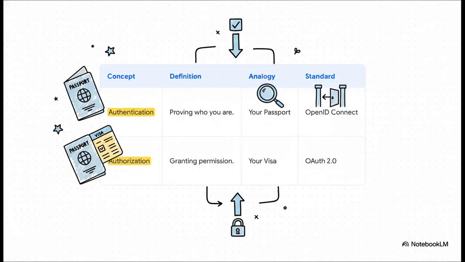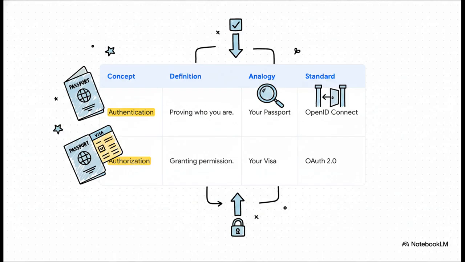And this slide just lays it out perfectly. Authentication is all about identity. It's proving you are who you claim to be. The analogy? Your passport. It has your picture, your name, it verifies your identity. The tech standard for that is OpenID Connect. Now, authorization, that's about permissions. It's what you're allowed to do.